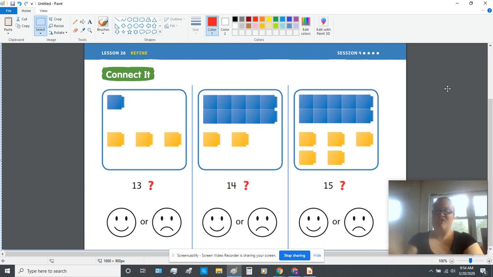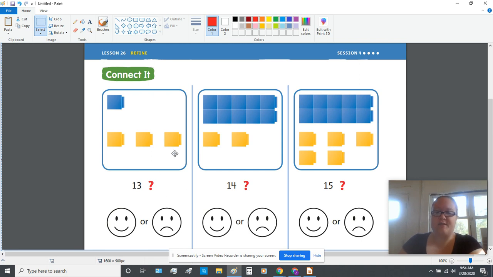Okay, so when you're ready, we're going to turn that page over, and we're looking at page 526 now. This page looks a lot like some other pages we've done this year to make sure that you have understood the concept. So today is, do you understand teen numbers? They're going to show you groups of 10 blue cubes and some yellow extra cubes and decide if they showed the correct number. Now, if they did and the answer is right, you're going to color the smiley face. If they didn't, you're going to color in the sad face. We're going to do the first 2 together, and then you'll do the last one on your own.